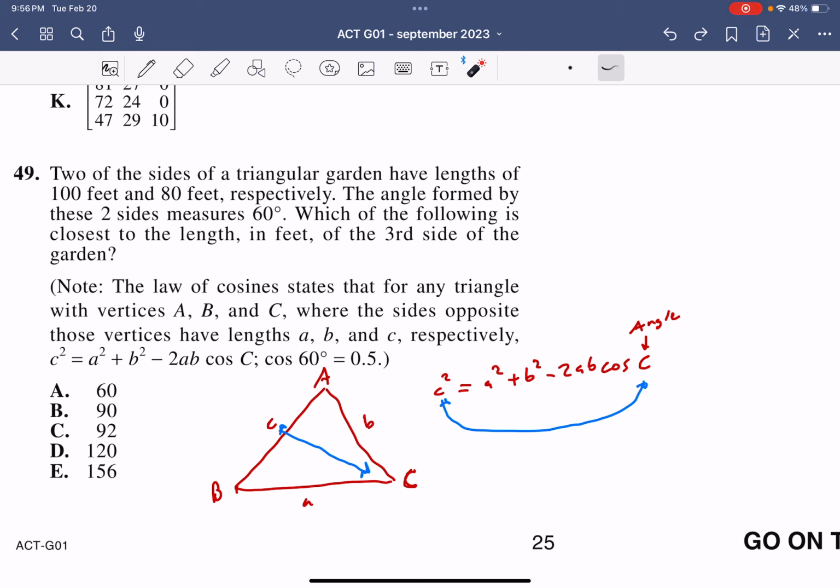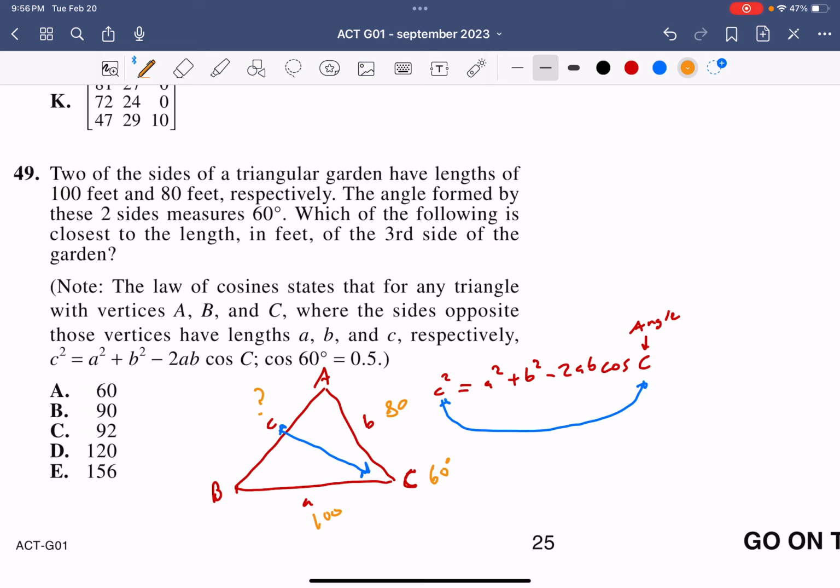So let's say we're looking for this side, and we're given this angle C to be 60, and we're given two other side lengths. It doesn't matter which one is a and which one is b, because a and b are both squared and added together, and then both multiplied. Just pick one and go with it. So I'm going to call a 100, and b 80, and plug it into the equation and solve.